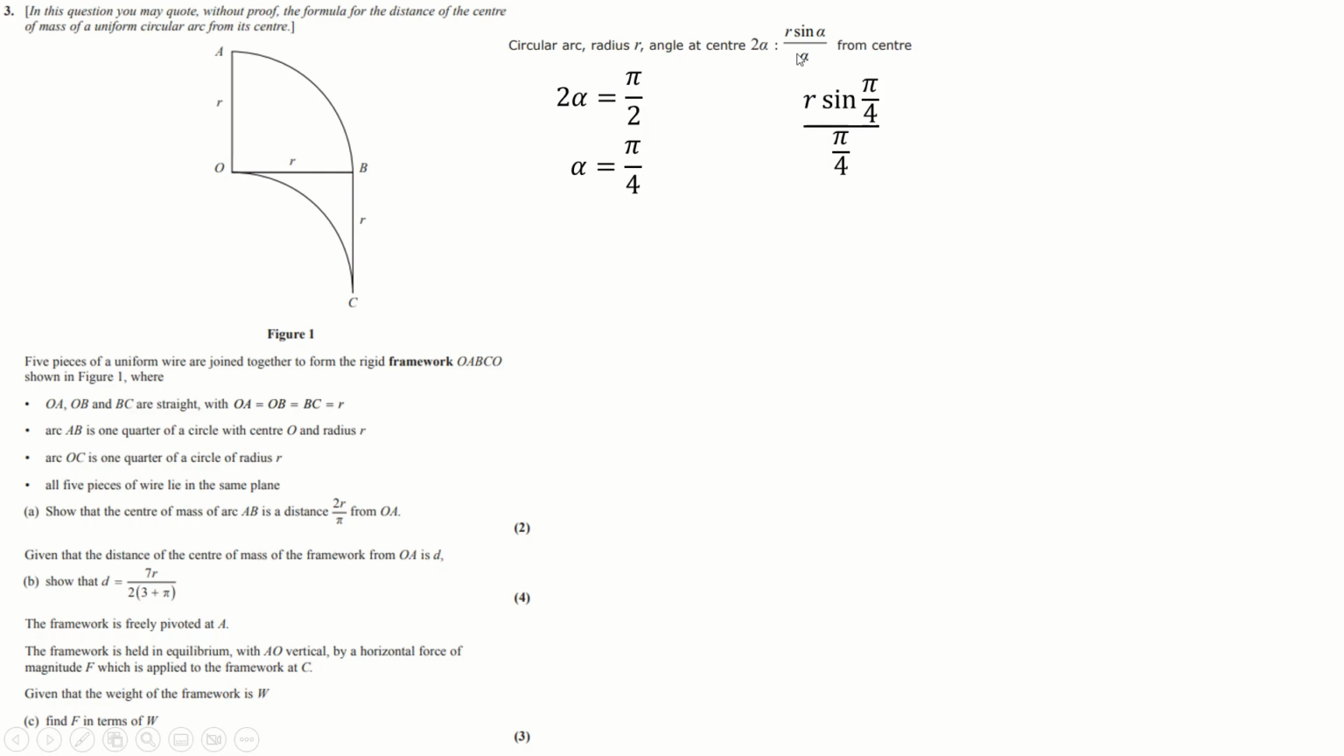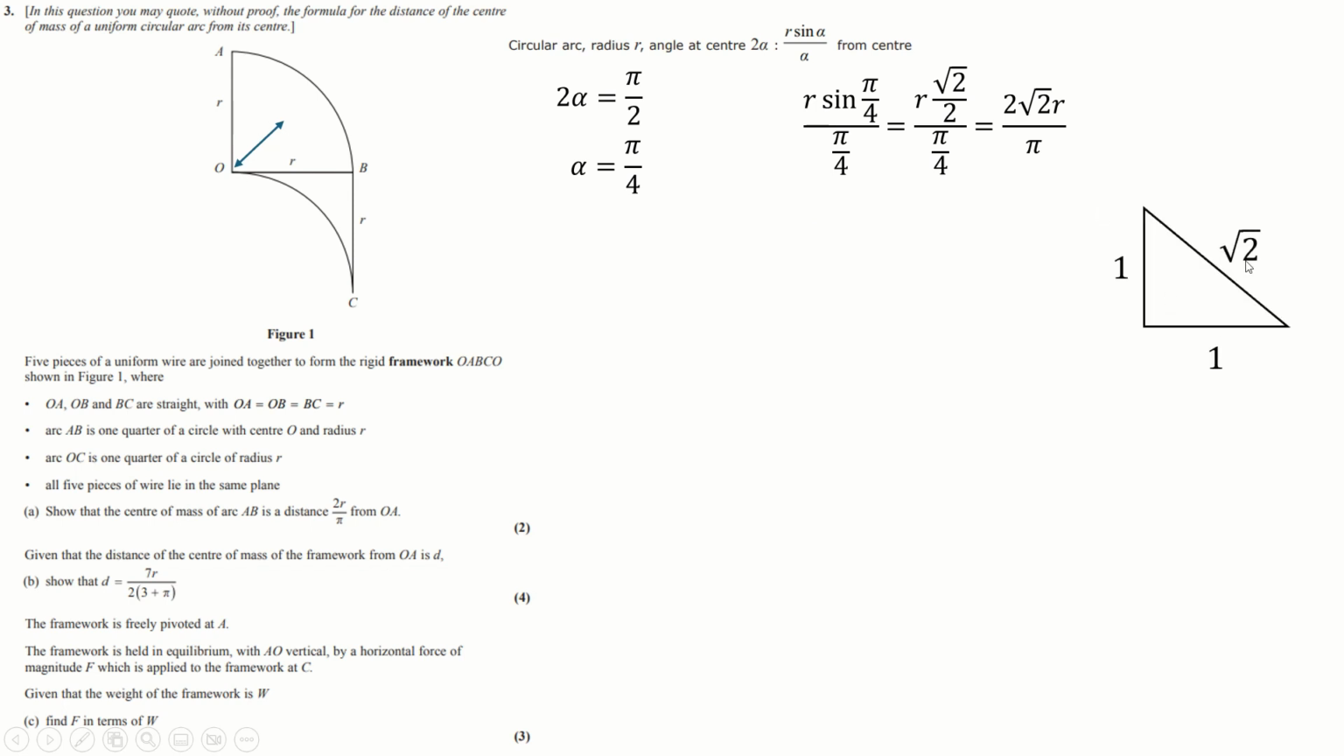So that means for the center of mass, you put pi over 4 in here, do some cancelling and stuff, and you get this. So that's the distance to the center of mass from the center. But that's a diagonal distance like this, right? What it wants is the distance d from OA. So it wants this distance across here, is what it actually wants. But we have this distance here.